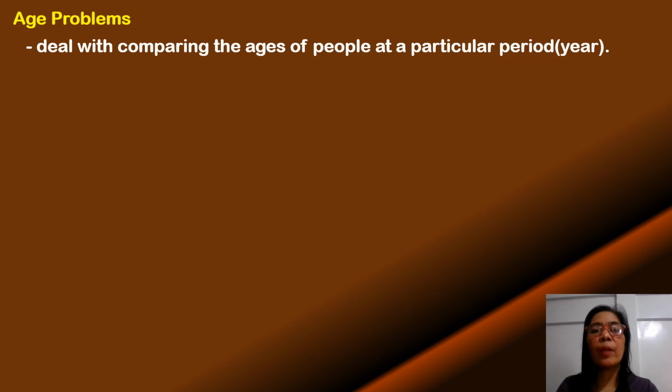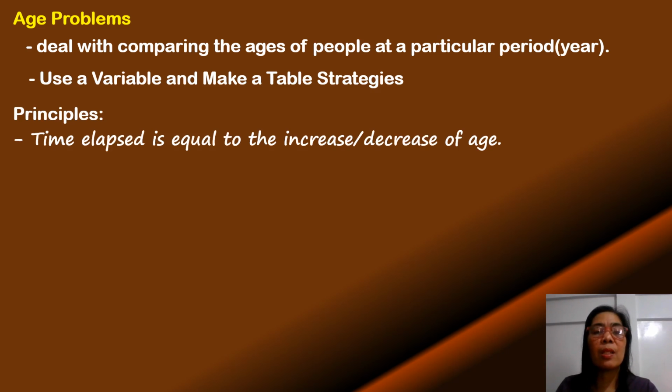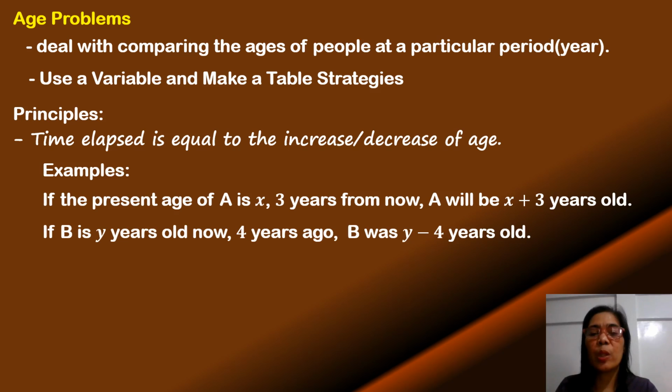So in solving age problems, we use strategies such as using a variable to represent an unknown present age, and then we construct a table to represent their ages at a given period. Now, the principles that we use in constructing the equations: one is the time elapsed is equal to the increase or decrease of age. For example, if the present age of A is x, then 3 years from now, A will be x plus 3 years old. Or if B is y years old now, 4 years ago, B was y minus 4 years old.